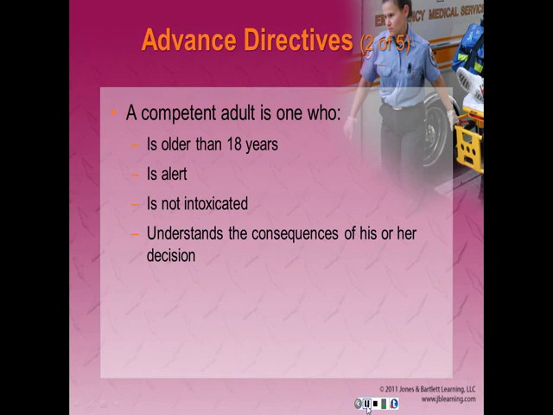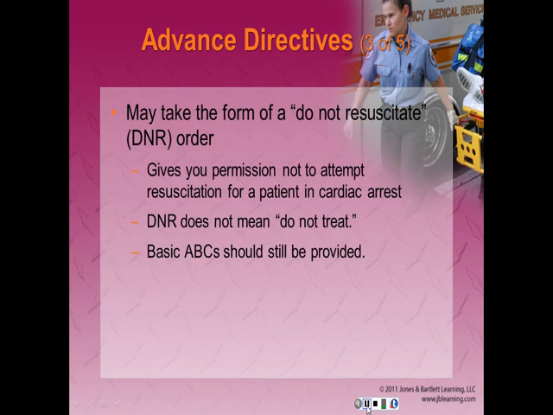Mentally competent adults and emancipated minors have the right to consent to or to decline treatment, provided they are competent to do so. A competent adult is someone who is 18 or older, is alert, is not intoxicated, and understands the consequences of their decision. Patients who are unconscious or in medical crisis are not able to inform medical personnel about their wishes to consent or to decline treatment. Advance directives may take the form of a DNR, or do not resuscitate, order.